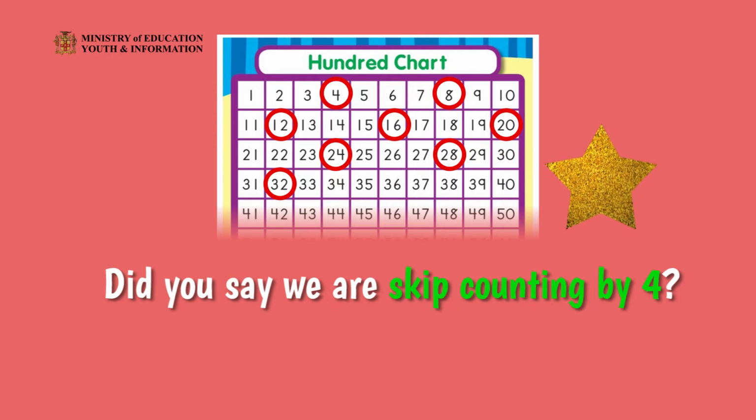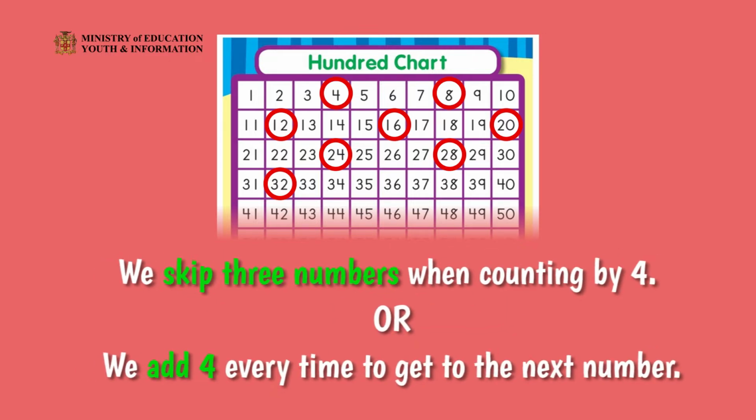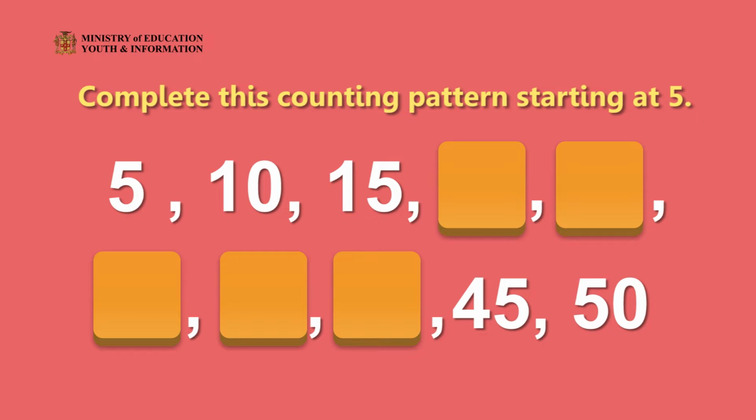Can you also tell me what you notice about the counting pattern? If you said we skip 3 numbers when counting by 4, you are correct. Or that we added 4 every time to get the next number, then you are right on point. Boys and girls, you are doing so well with skip counting. I have a few challenges for you to test your skill. The first challenge is for you to complete this counting pattern starting at 5.